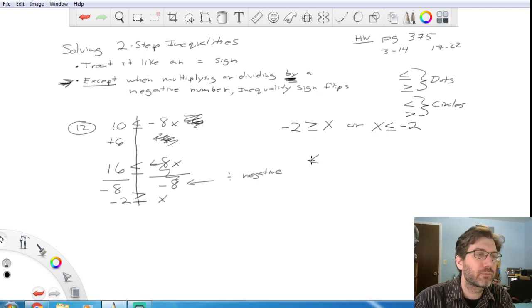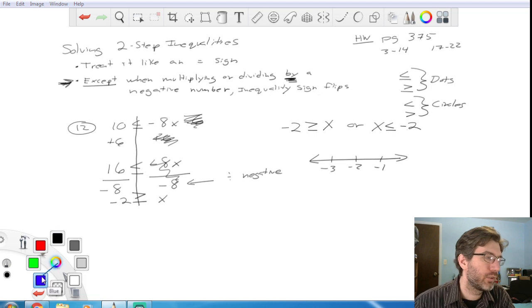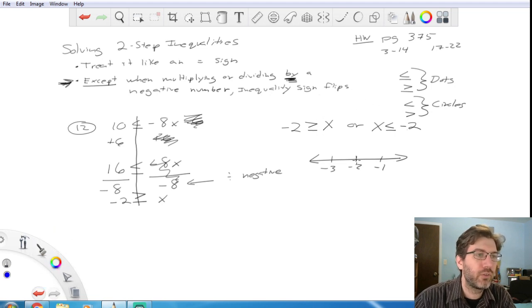And then when you graph it, negative 2's there, we want negative 3 here, negative 1 here. It is a dot because it has the equal to sign underneath. So I'm putting a dot there. And you can ask yourself, is negative 3 a good answer or is negative 1? So is negative 2 greater than or equal to negative 1? Not really, no. Negative 1 is the larger number, so you're going to go with the 3. So we shade towards the negative 3.